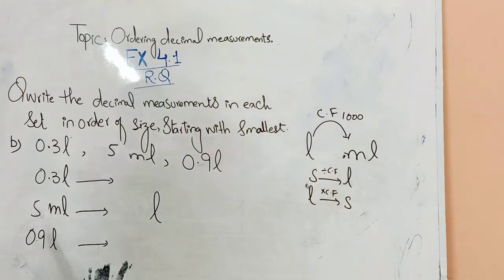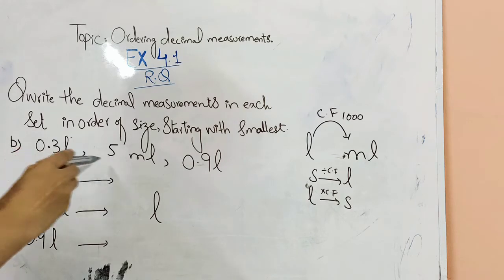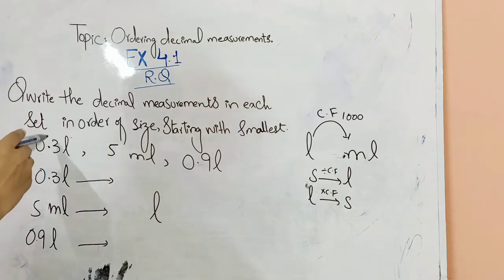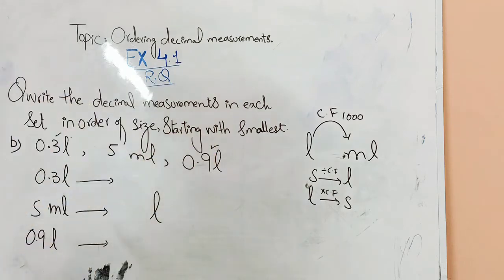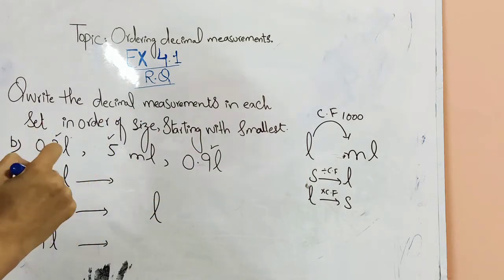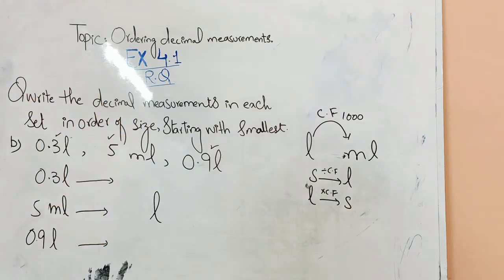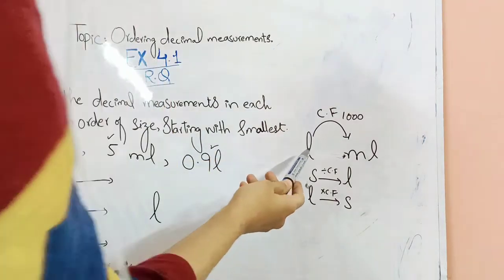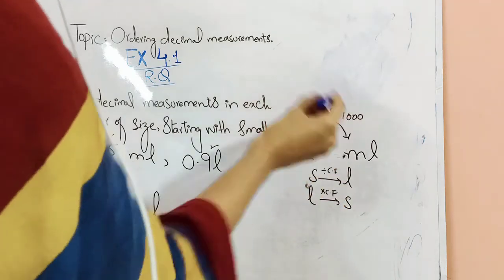Okay, now part B is 0.3 liter, 5 milliliter, and 0.9 liter. In this question you can see two values, 0.3 liters and 0.9 liters, are already in liters. So we could convert these two into milliliter, or we can convert just the single value into liter. For the conversion between milliliter and liter, we should know the conversion factor, which is 1000.